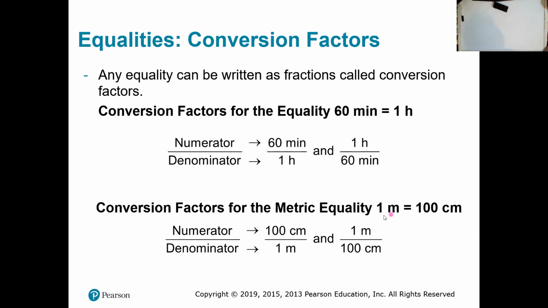All right, here's another example of that. 1 meter equals 100 centimeters. So our conversion factors can be 100 centimeters on the top, 1 meter on the bottom, or 1 meter on the top, 100 centimeters on the bottom.